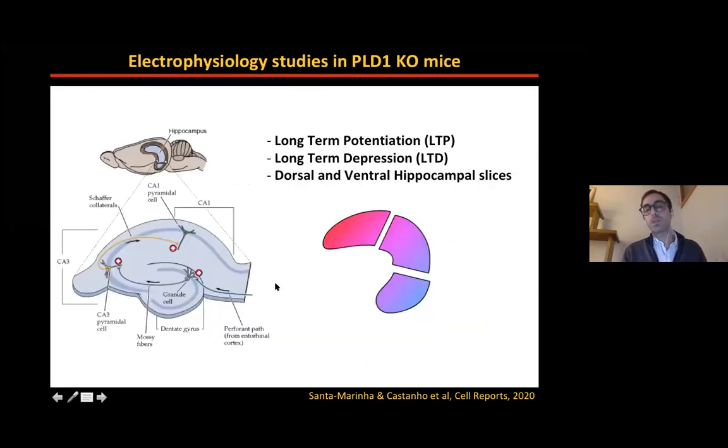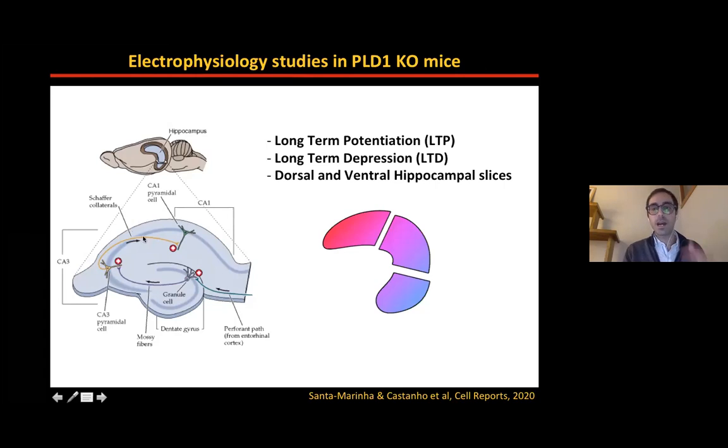So afterwards, we wanted to test the effects of PLD1 ablation in plasticity paradigms. Here we used two different electrophysiological approaches: long-term potentiation, LTP, and long-term depression, LTD. Both these metrics are associated with neuroplasticity and have implications for learning and memory. To do this, we prepare coronal sections of the hippocampus, stimulate the Schaffer collaterals, and record in CA1.